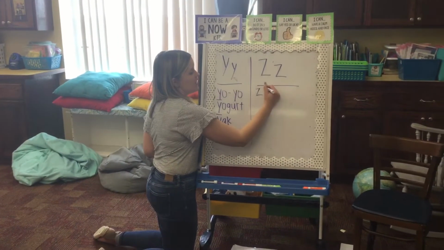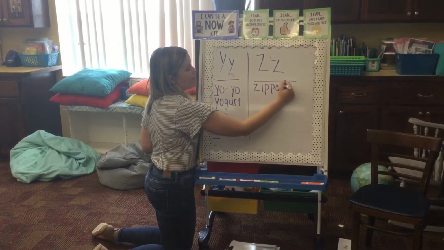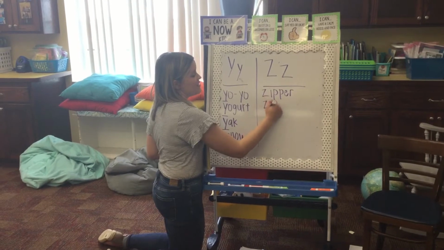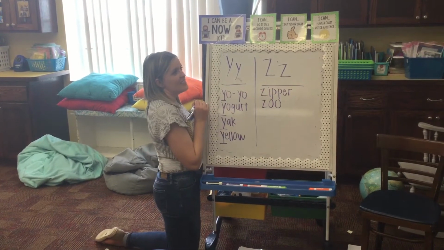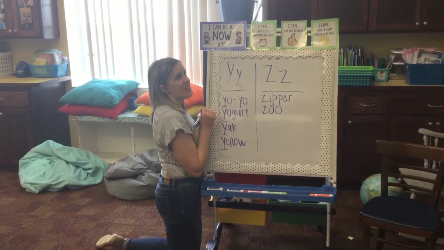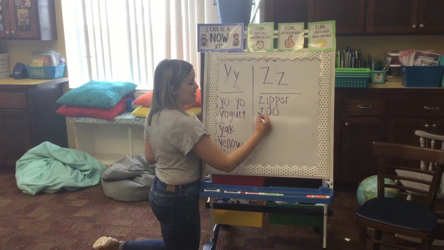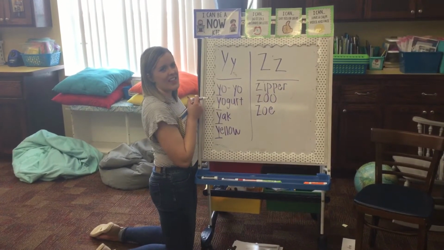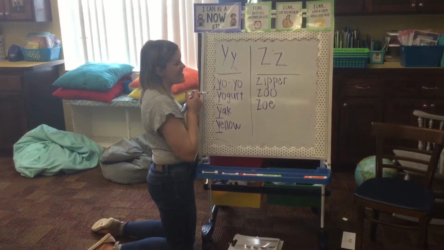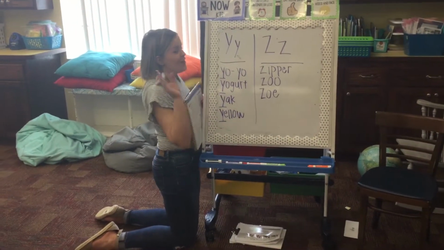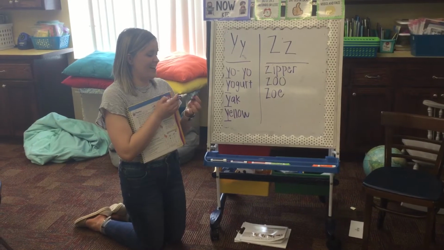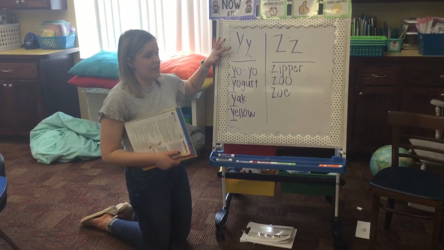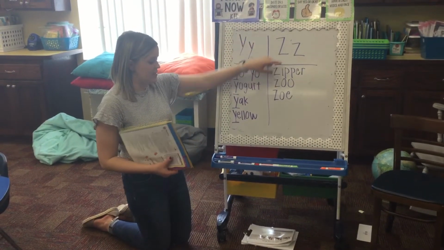All right, let's think about words. Zipper starts with the letter Z. We have zoo, which starts with the letter Z. Ooh, my dog Zoe. Some of you have heard about Zoe. Zoe starts with the letter Z. If you can think of other ones, bonus points, because those are hard letters to think of words that start with those sounds. So we talked about the letter Y and the letter Z.